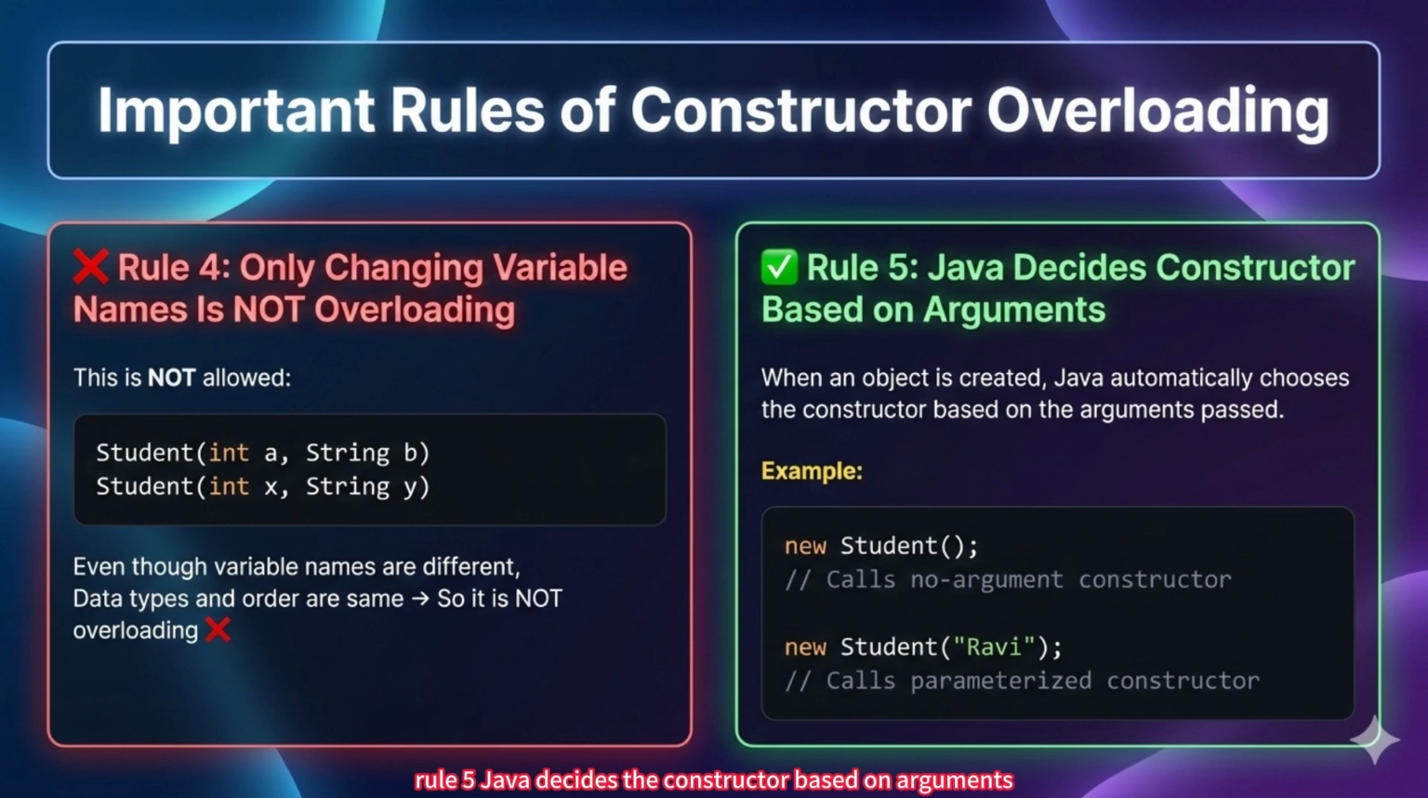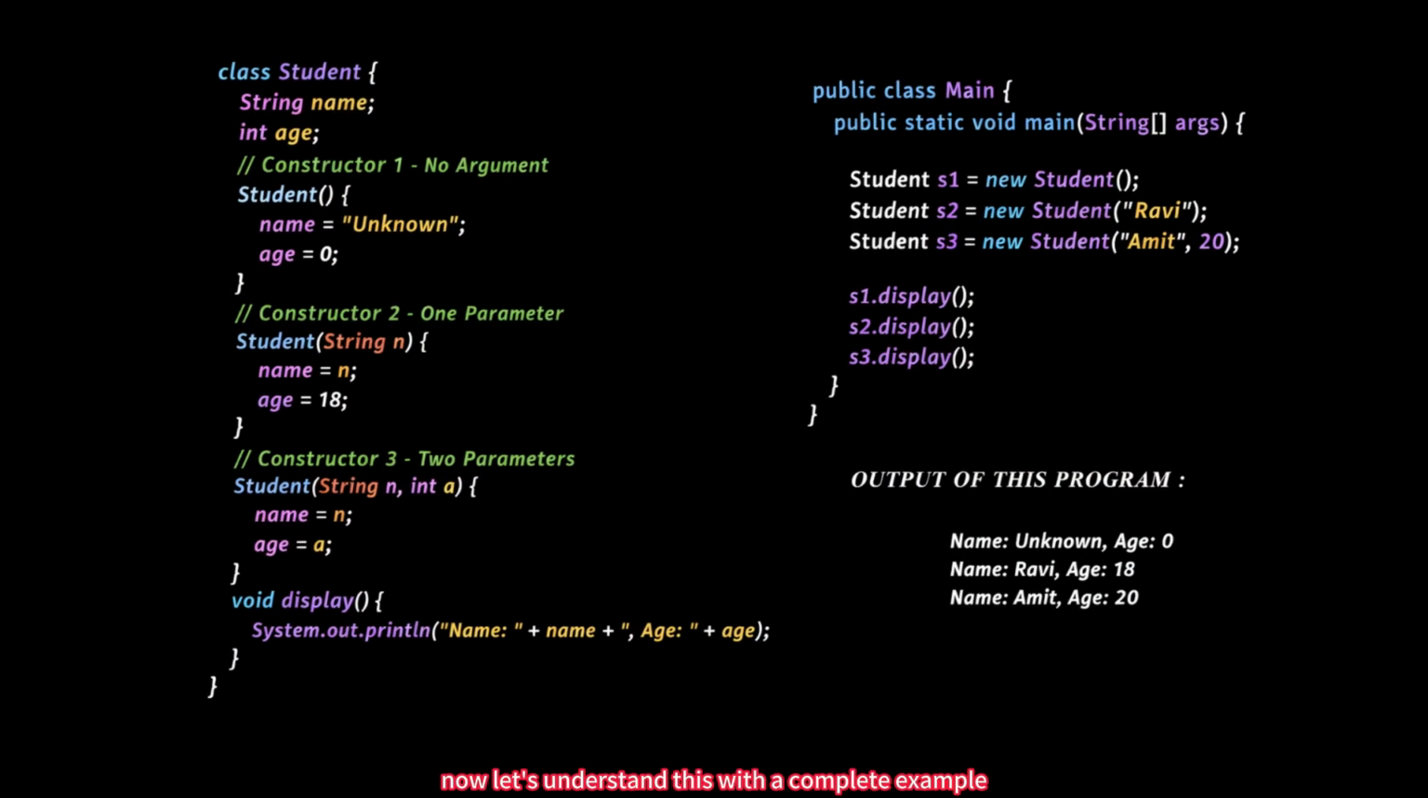Rule 5. Java decides the constructor based on arguments. When we create an object, Java automatically chooses the constructor based on the arguments passed. Example, new Student() calls the no-argument constructor. new Student("Ravi") calls the parameterized constructor. Java decides automatically. Now let's understand this with a complete example.